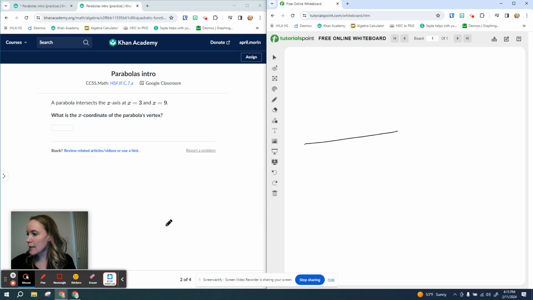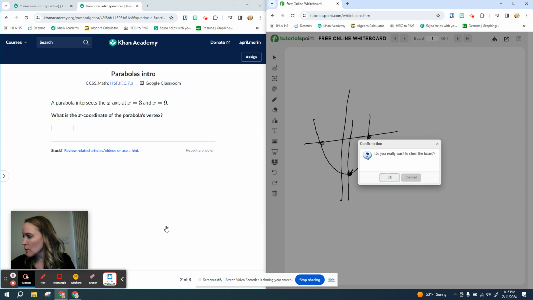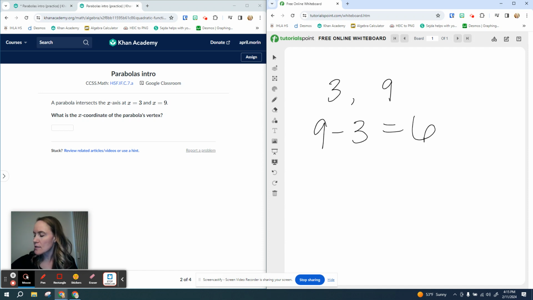So if we have any kind of parabola, that axis of symmetry, that x value, it's just going to be the midpoint between those 2 points. So right now we have x equals 3 and x equals 9. So if we just take the bigger number minus the smaller number, so 9 minus 3 equals 6, and then that will give us the midpoint. So the x coordinate of the parabola's vertex is going to be equal to 6.